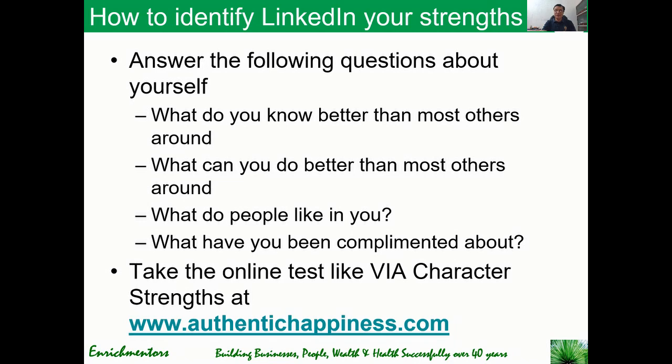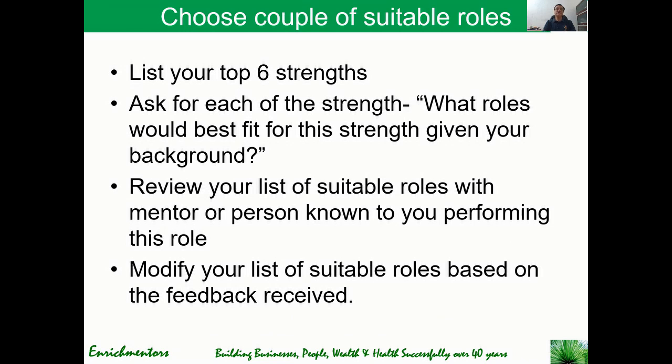Once you have your strengths identified, you need to select a couple of suitable roles. So how do you go about selecting suitable roles? List your top 6 strengths. You might have identified 6, or 12, or many strengths, or maybe few strengths. So list your top 6 strengths. The top 6 strengths are the ones that, if I wake you up in the middle of the night at 2 o'clock, you'll be able to do well and talk about well.